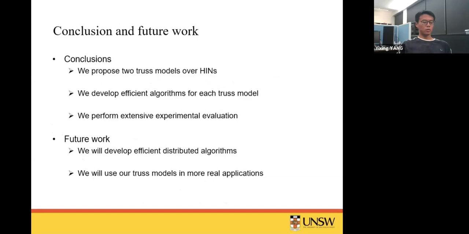Finally, let's conclude this work. In this work, we propose two truss models over HINs, and we develop efficient algorithms. And we also perform extensive experimental studies. In the future, we will develop efficient distributed algorithms, and we also want to use our truss models in more real applications.